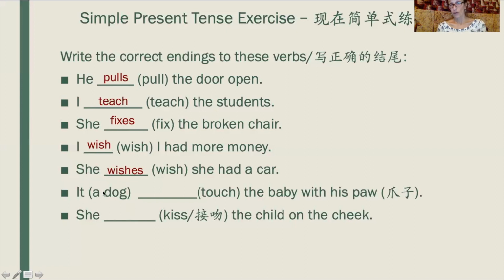The it is a dog. And how do we do that? There's the word touch. I'm not sure I know what the word is in Chinese, Mandarin. Touches. And here's she, 接物. Okay, and there's the answer there. It ends in ES. I hope you tried that and I hope it makes sense to you. All right, let's go on to the next.